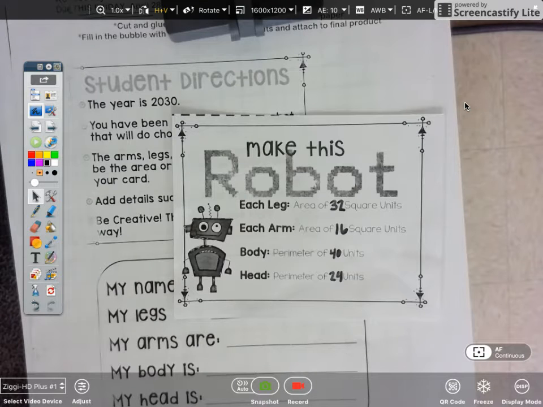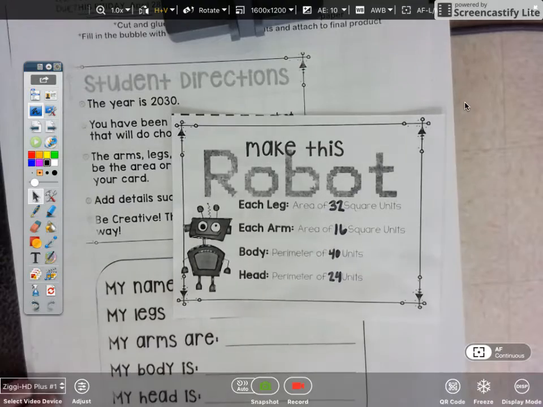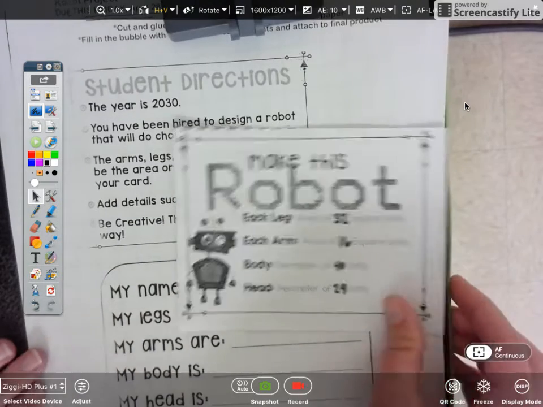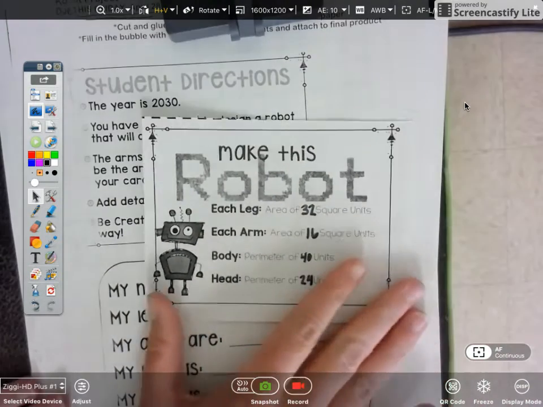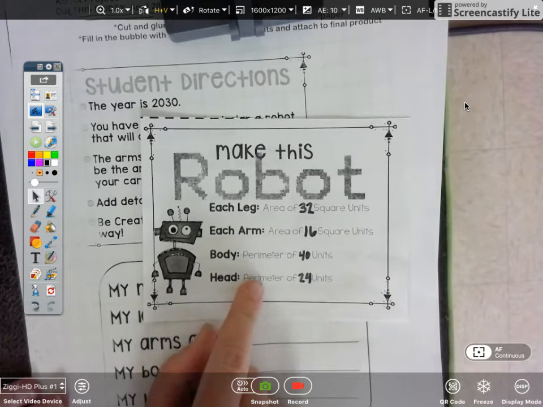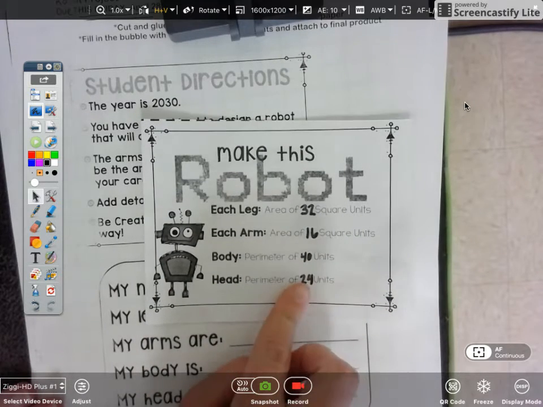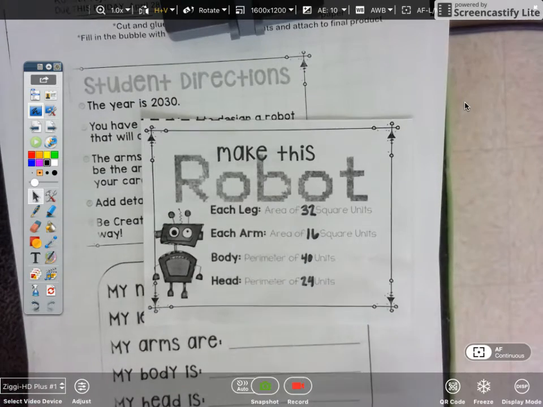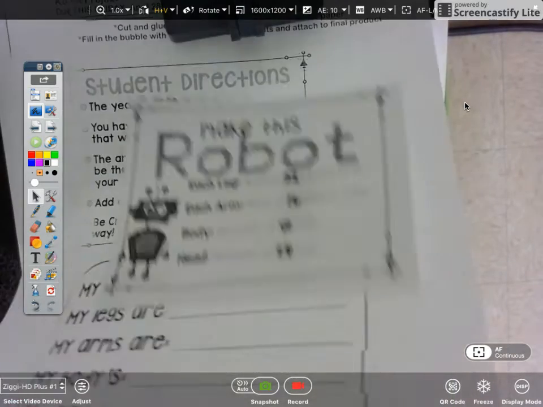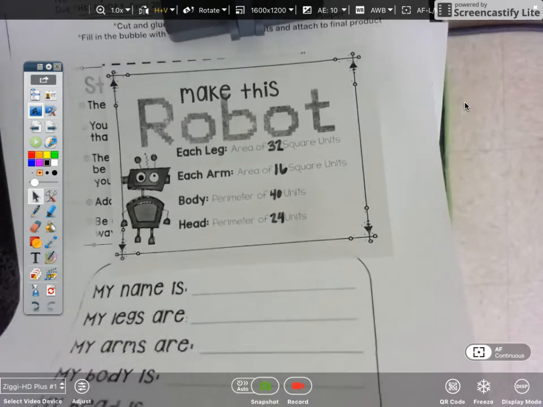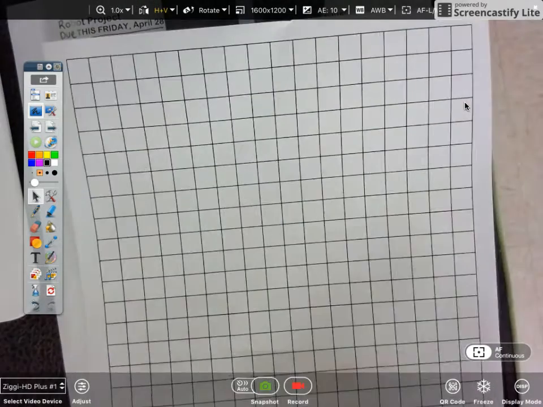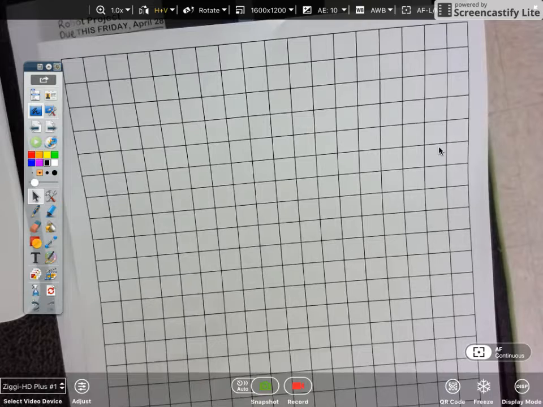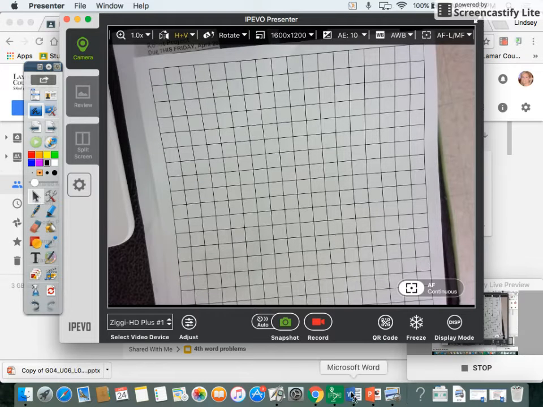Okay, so I'm here with Miss Sims' homeroom, and we are working on our project. We're going to do an example of what our project is. We're going to be making a robot, and every student has a sheet like this that has specific areas or perimeters for their legs, arms, bodies, and head. And they have to make that robot and put it on grid paper like that. And when they do that, their final project will look something like, let's see if we can find it.